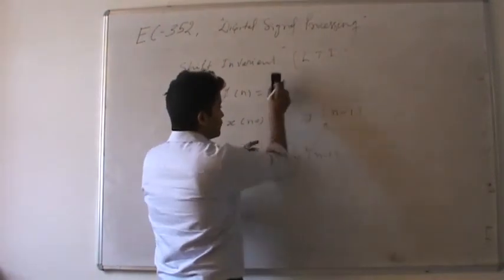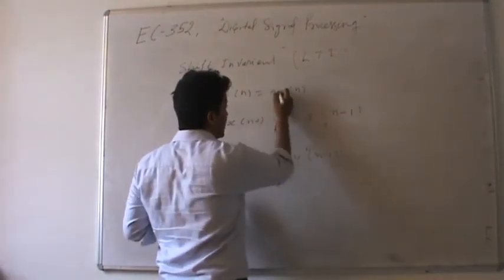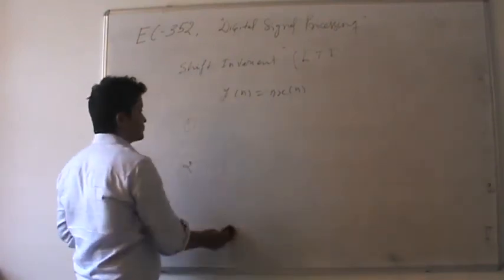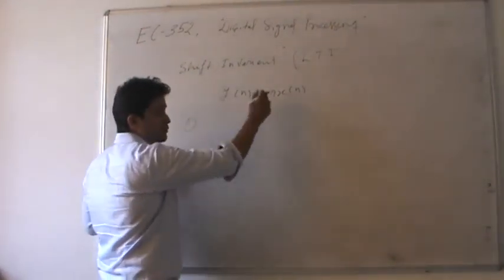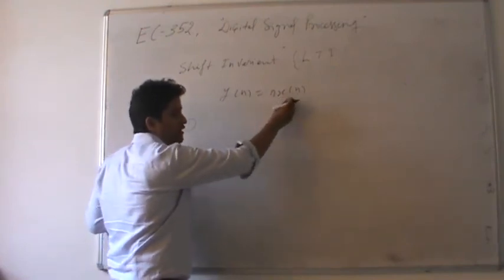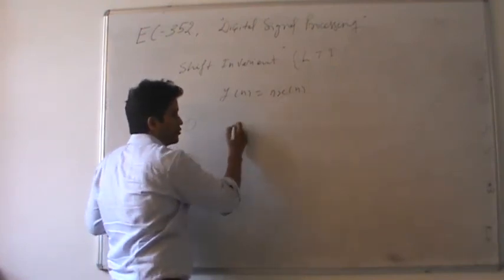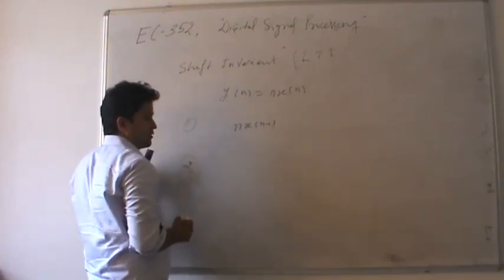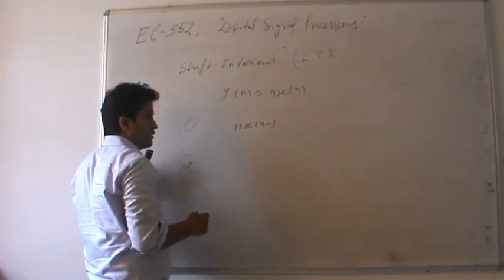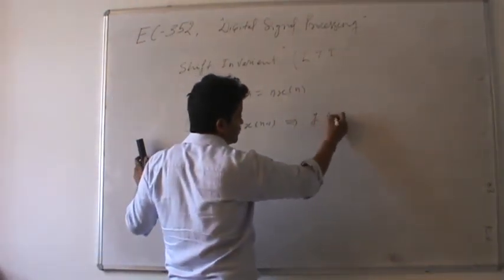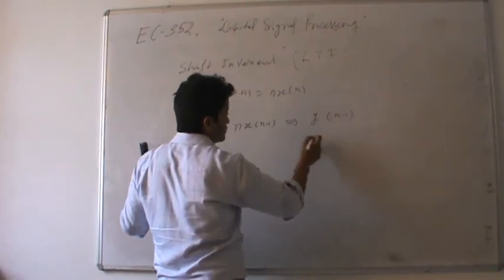Now suppose, instead of x[n], you have n x[n]. In the first case, you delay the input signal. Delaying the input signal means that instead of x[n], you write x[n minus 1]. So the signal is n x[n minus 1]. We are delaying the input signal, so what you will get in this case is y of n minus 1.